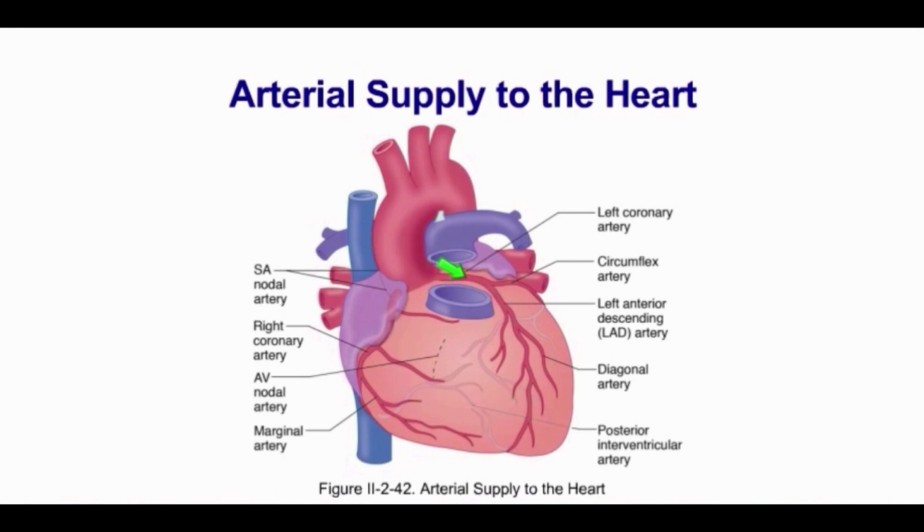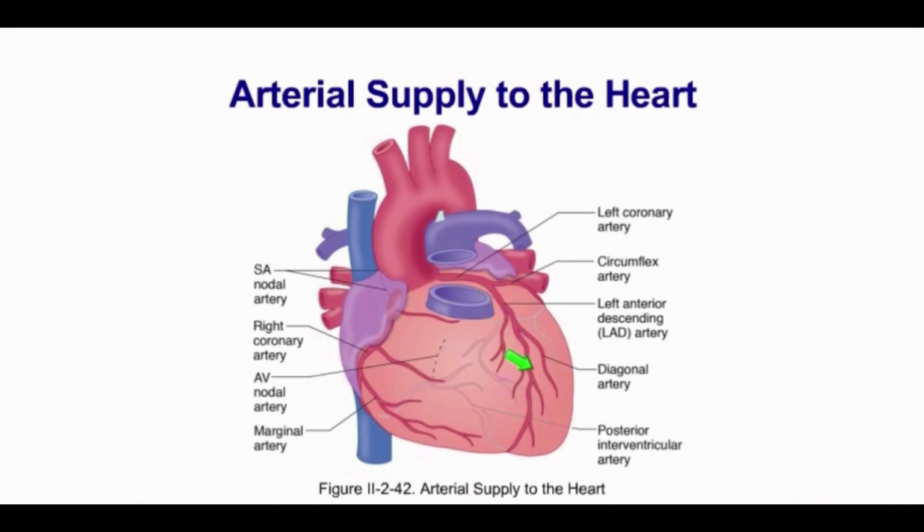The other branch of the left coronary artery, this one is called the anterior interventricular artery, or more frequently called the left anterior descending, or LAD. But again, if you remember, it's interventricular. That means it's sitting between the two ventricles, so it supplies both ventricles on the front wall of the heart, as well as the anterior portion of the ventricular septum.